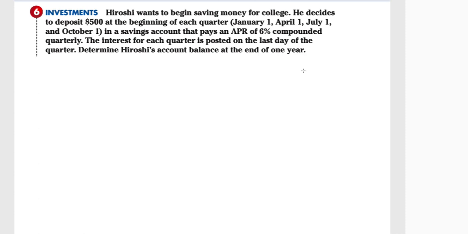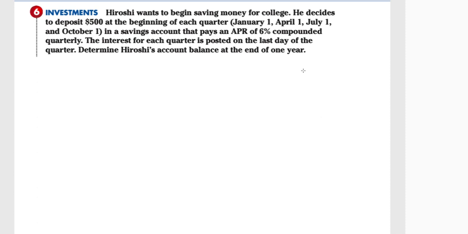Example 6, Hiroshi wants to begin saving money for college. He decides to deposit $500 at the beginning of each quarter, that's January 1st, April 1st, July 1st, and October 1st, in a savings account that pays an APR of 6% compounded quarterly. The interest for each quarter is posted on the last day of the quarter. Determine Hiroshi's account balance at the end of 1 year.